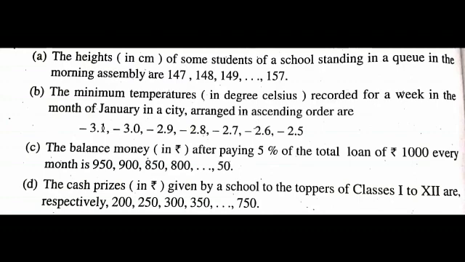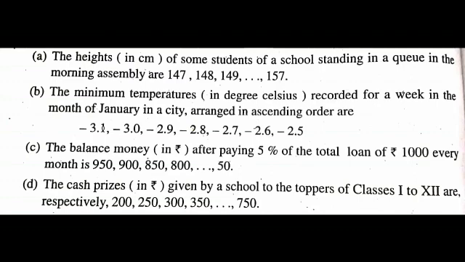In D, we have the cash prizes in rupees given by a school to the toppers of classes 1 to 12, and this is respectively 200, 250, 300, 350, and so on in the same way, and the last term is 750.